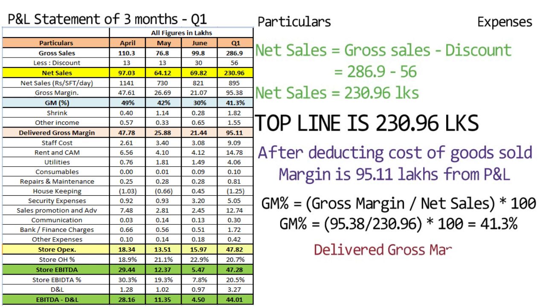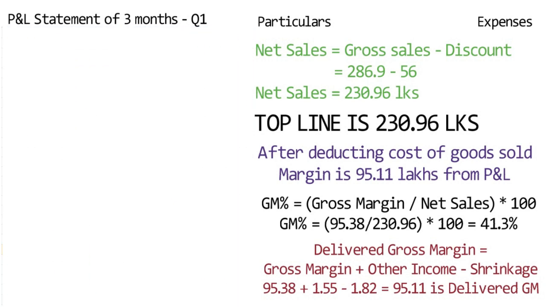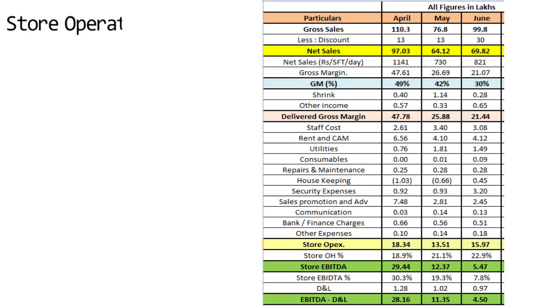So now let us understand what is delivered gross margin. Delivered gross margin is obtained by adding gross margin and other income and subtracting the shrinkage. Shrinkage is loss of goods which is happening by theft. Here the delivered gross margin is 95.11 lakhs, which is obtained by adding gross margin, that is 95.38 lakhs, plus other income, which is 1.55 lakhs, minus shrinkage, which is 1.82 lakhs, which will be 95.11 lakhs. So 95.11 lakhs is the delivered gross margin for the Q1.